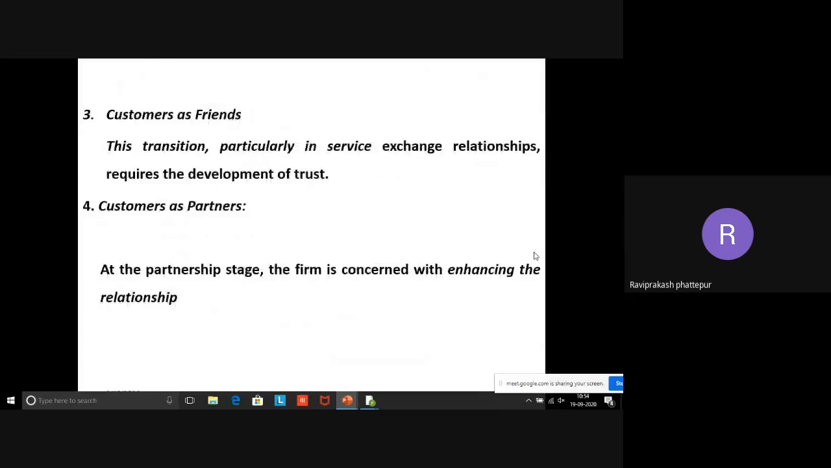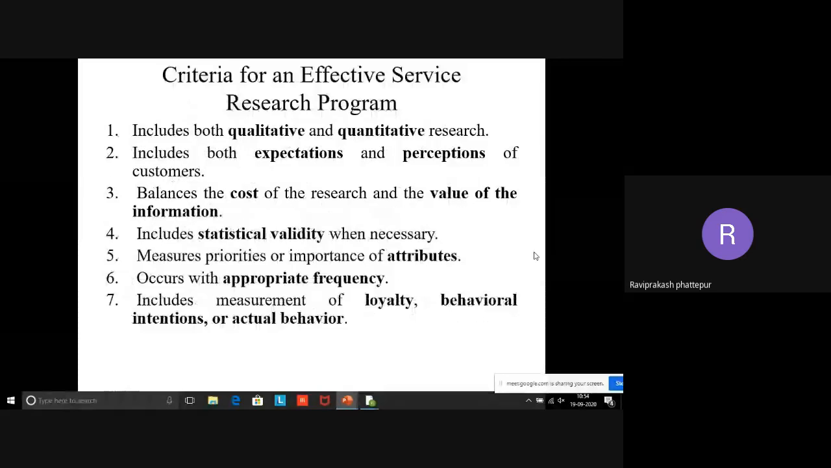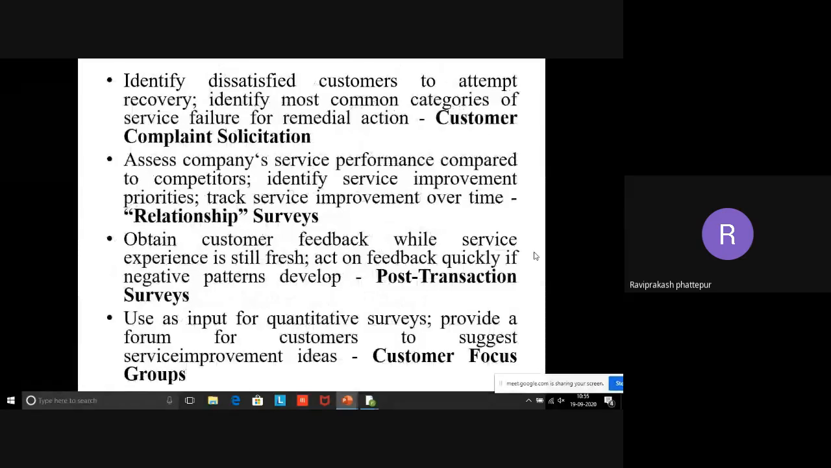So we'll just look into whatever we have finished this particular class. We started with customer complaint solicitation, where we are finding dissatisfied customers and trying to bring them back. Next, relationship surveys. That is, we are trying to find out the service performance when compared to the competitors, what they are doing, what kind of service improvement they are doing, what are their priorities, and we are tracking our own service whether it is being improved or not.